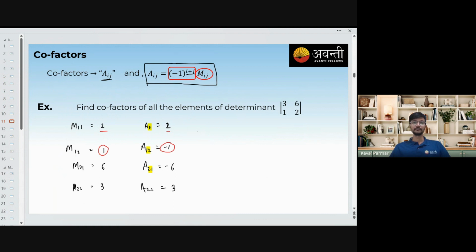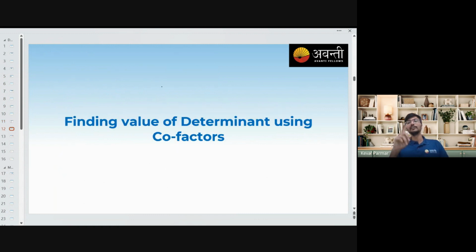Chalo. Finding value of determinant using cofactors. This is what I was trying to say. After knowing the values of cofactors, we can expand a determinant along any row or any column.